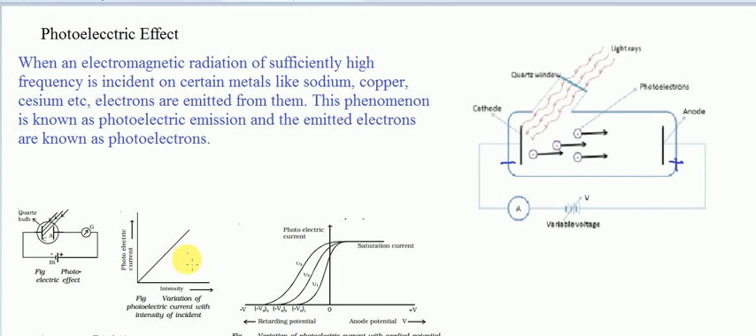Now there are a few experimental observations. The first observation you can see in this graph. It is a graph between intensity of incident radiation and the photocurrent generated. We can see that as the intensity of incident radiation increases, photoelectric current also increases.